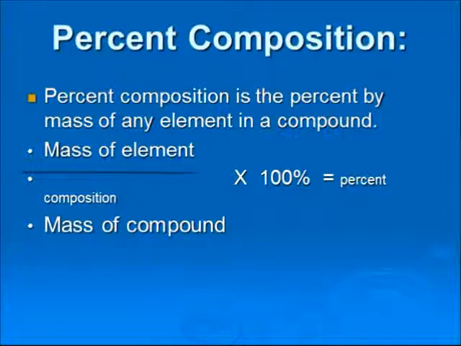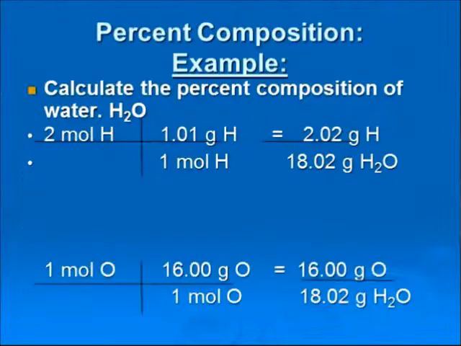Alright, so here's an example. I've got to calculate the percent composition of water. First thing you do is figure out the mass of each individual element divided by the total mass. So I've got 2 moles of hydrogen, its mass is 1, so I go through the whole process of figuring out how many grams those moles are equal to, and then divide that by the total of water.